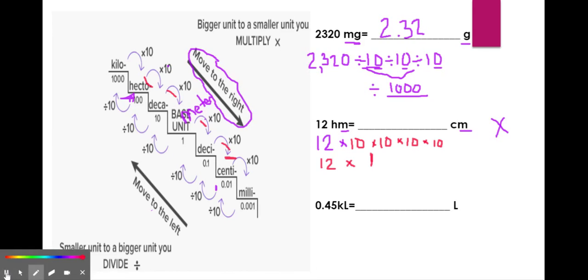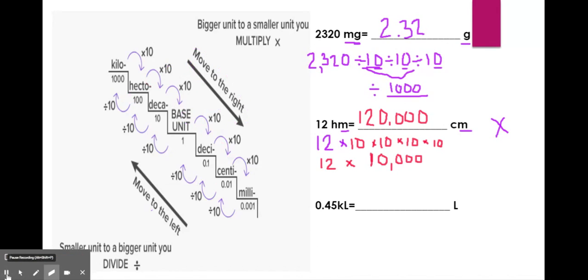12 times 4 tens is the same thing as multiplying by 10,000. 12 times 10,000. You can pause the video and multiply by paper or by calculator. Your answer will be 120,000. So 12 hectometers is equivalent to 120,000 centimeters.